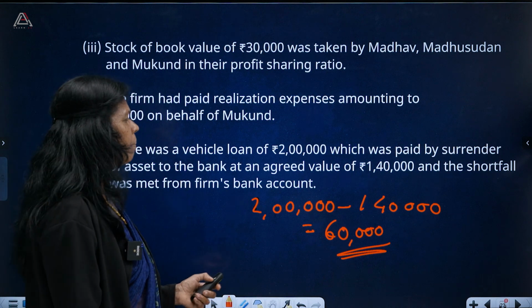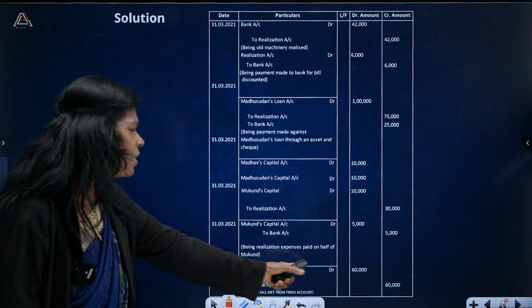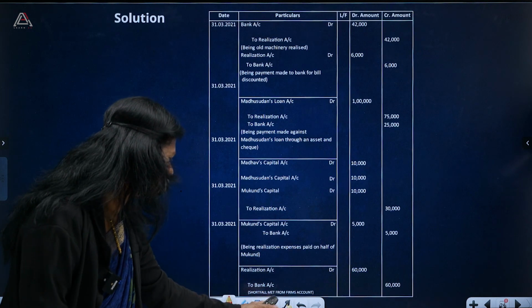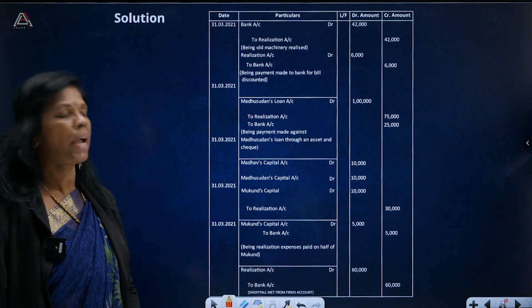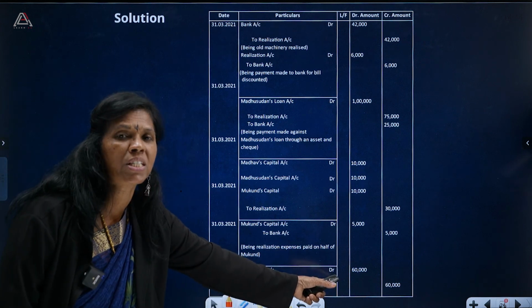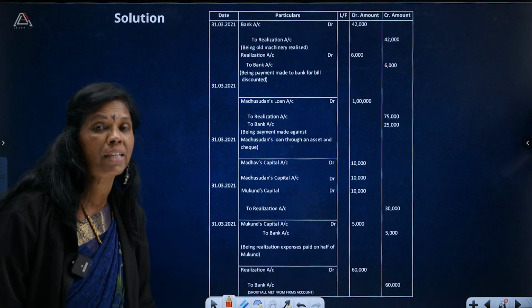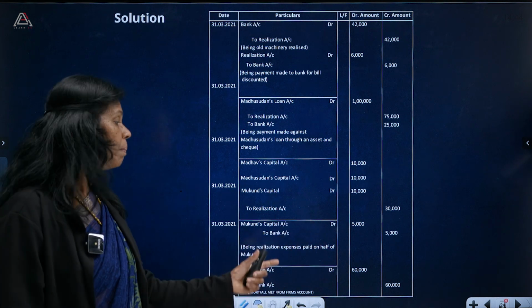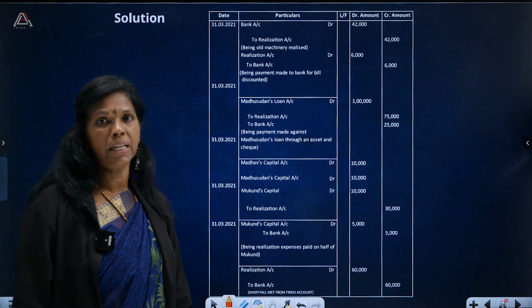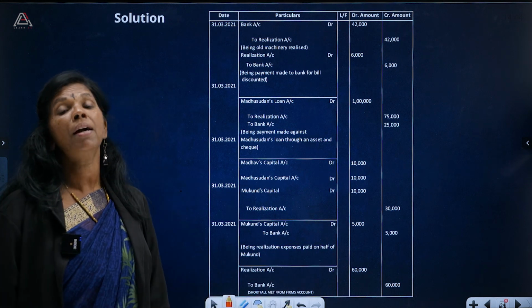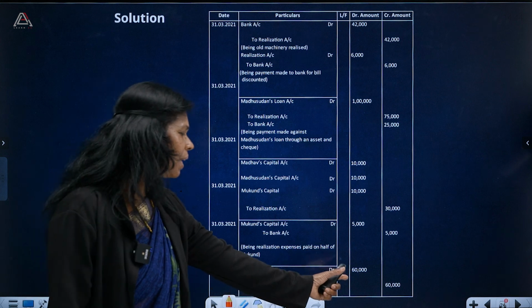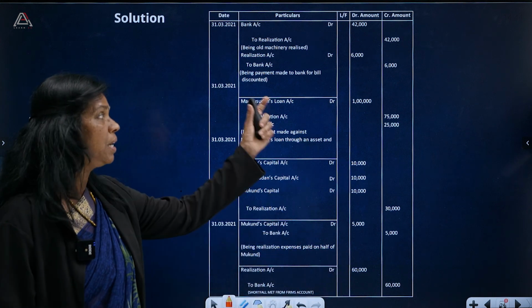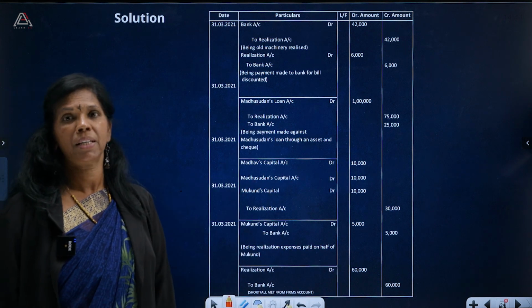So the journal entry will be: realization account debtor to bank account, shortfall met from firm's account. Have you understood how this 60,000 got it? 2 lakh is the actual loan. Then out of this 2 lakh, 1,40,000 met from asset surrendering. The remaining amount, 2 lakh minus 1,40,000, that is 60,000. These are all the journal entries to be passed. Have you understood?